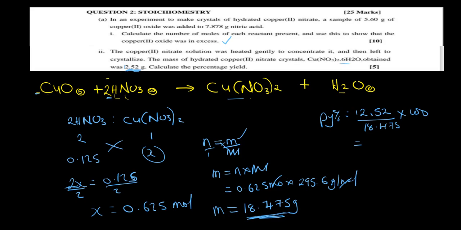So that will give you 0.67767. Now you multiply that number times 100, so that will give you 67.7%, which is just 68%. So this is the percentage yield that we are supposed to calculate. So that is it about this question.